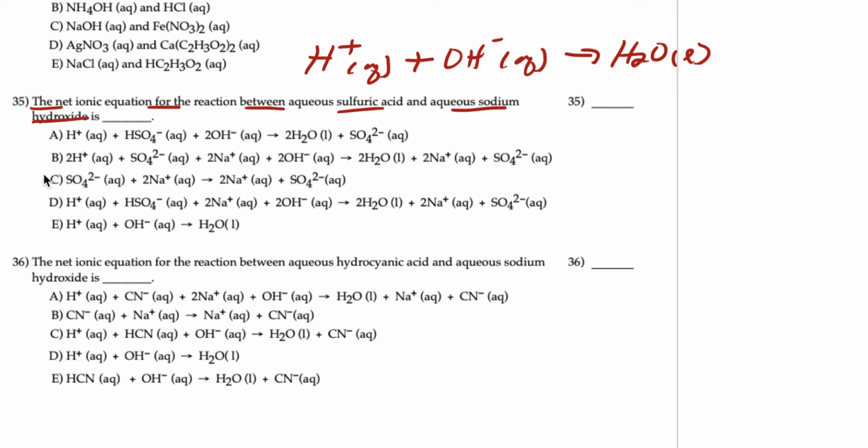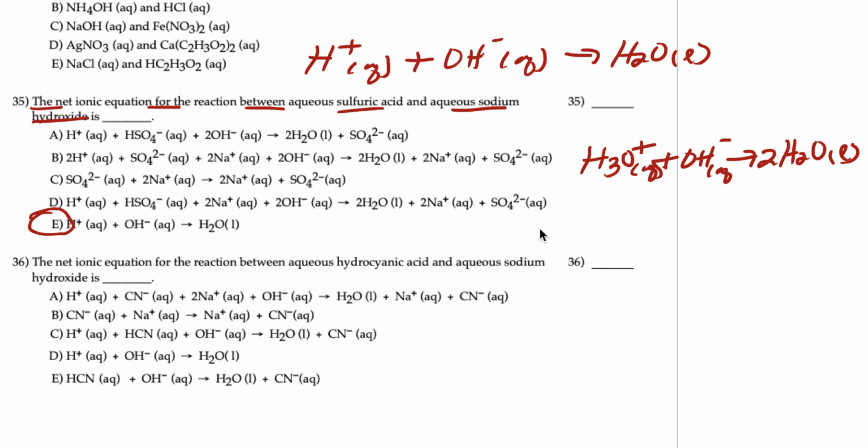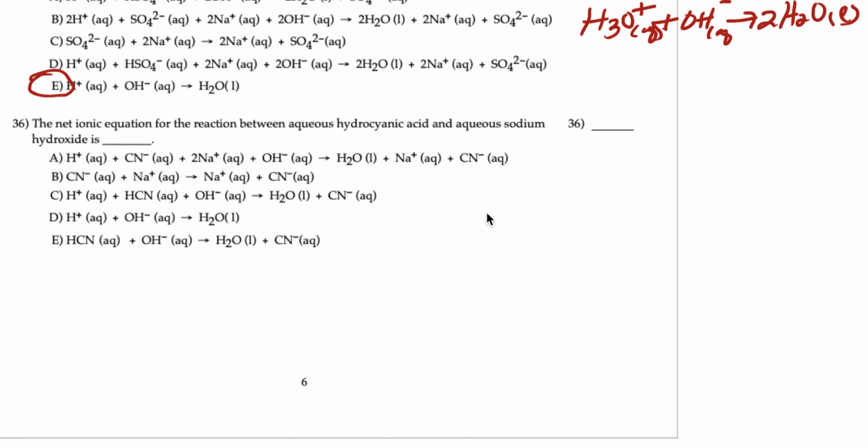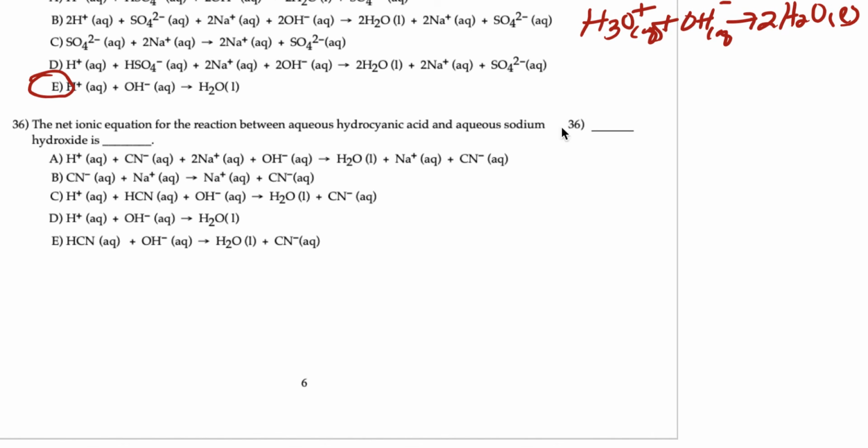Okay, so that would be this one. If you use hydronium ion, then it would look like this: hydronium ion plus hydroxide ion to give 2 molecules of water. Okay, so either one of these is fine. Here they want to know the net ionic equation for the reaction between aqueous hydrocyanic acid and aqueous sodium hydroxide.